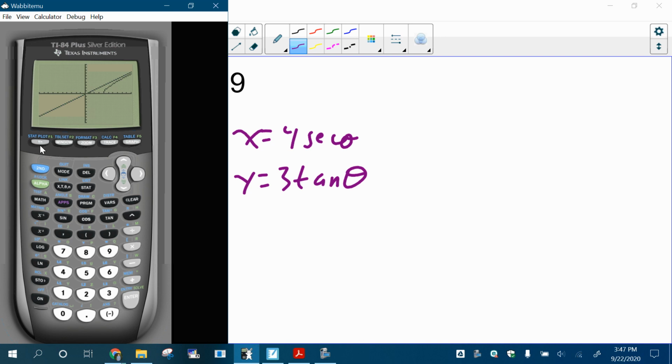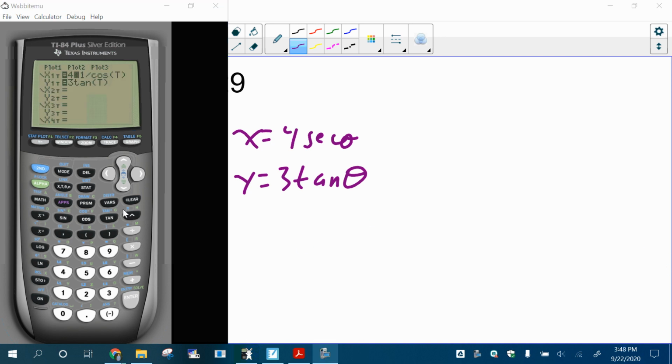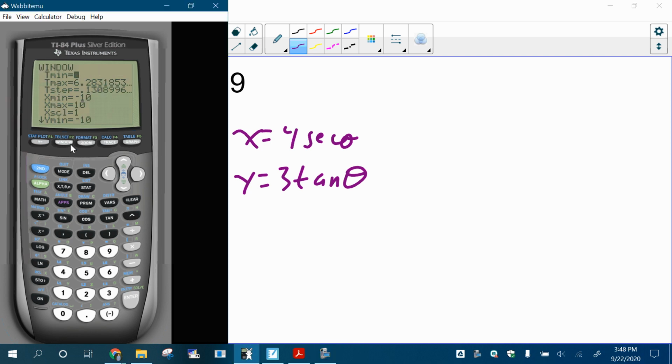Now, something weird is happening here. And I probably need to check on my window. So if you click your window, remember that you want to say what t-values to graph. So this is dealing with trig. I'm going to graph t-values, theta values. They don't tell me what to graph. But I'm going to go from 0 to 2 pi. It's always a good guess. Okay? And I'm going to click graph and see if it looks a little different now.